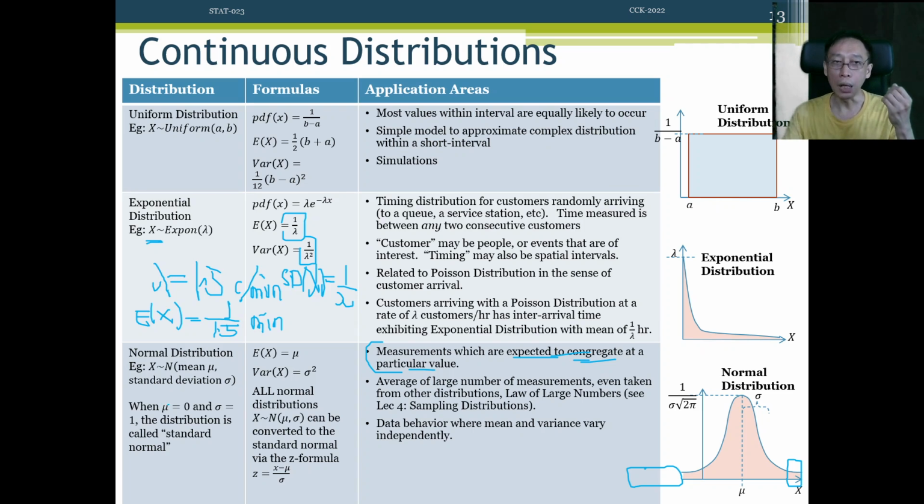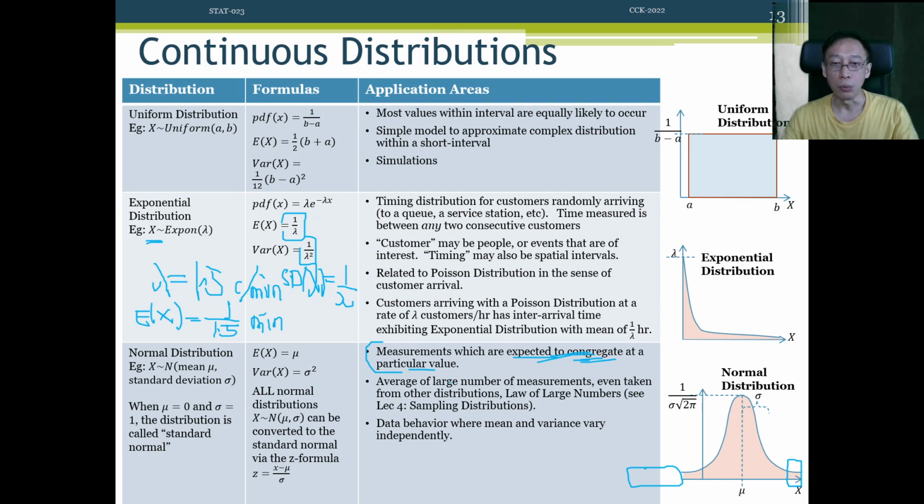So a right choice of distribution is very, very important, so that whatever values we derive from there are going to help us either make the right decision or avoid dangerous or dubious, problematic actions. So when the measurements are expected to congregate around a particular value, then yes, we'll use normal distribution.